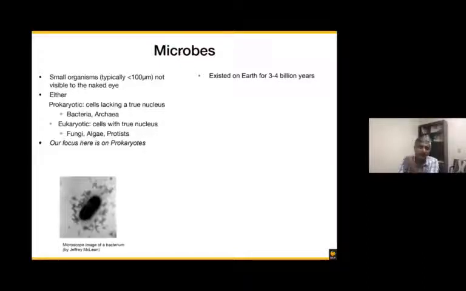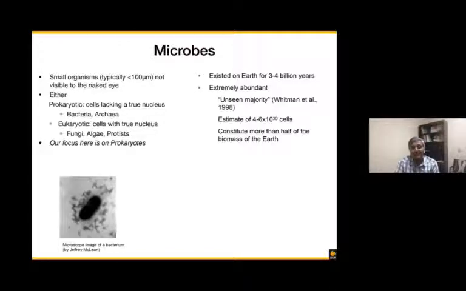Our focus here is really going to be on prokaryotes, and in particular on bacteria. Microbes have existed on Earth for 3 to 4 billion years. They are extremely abundant. They've been referred to as the unseen majority of the life forms on Earth. It's estimated that they constitute more than half of the biomass on Earth. And this is quite incredible, right? Thinking that more than half of the biomass on Earth we can't really see with our naked eye.